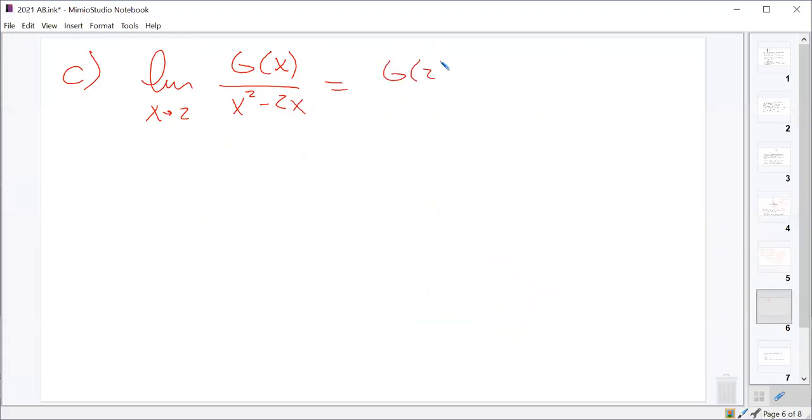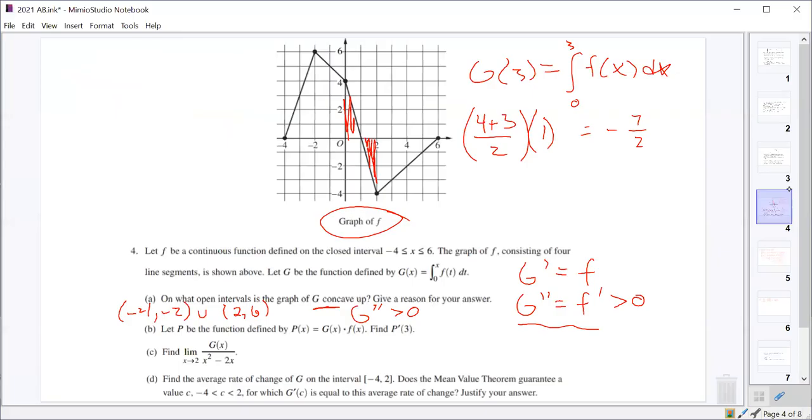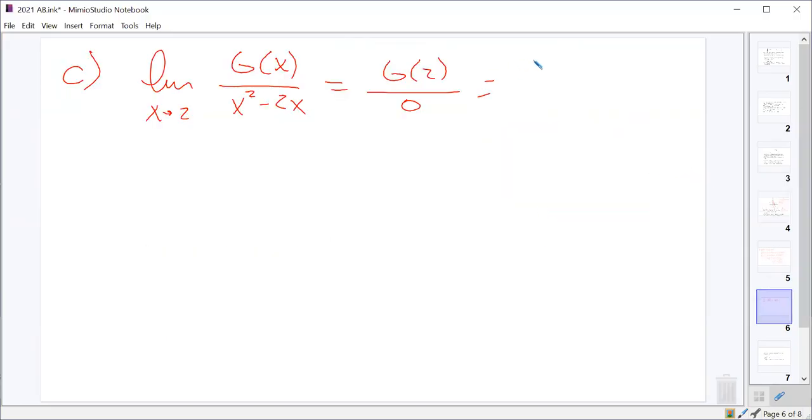Oh, that's g of 2 over 0. I bet g of 2 is going to be 0, and this will be an indeterminate limit. Let's go check. Oh, look, g of 2 ought to be the integral from 0 to 2 of f. And we already did that, right? That's the top triangle and the bottom triangle. They cancel each other out. So g of 2 is 0. So this is 0 over 0.